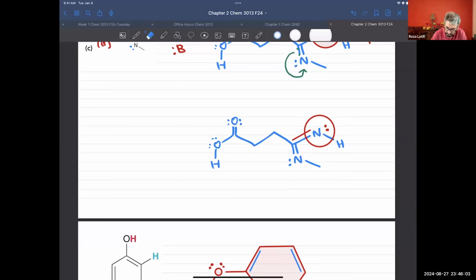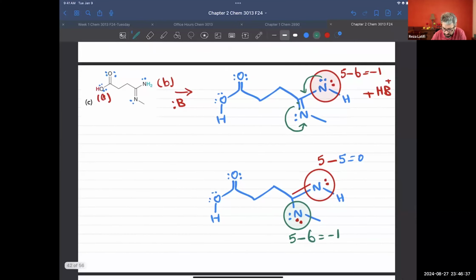Now, what do I need to do? This double bond will be gone, and I'm going to get a new lone pair on nitrogen. The top nitrogen is group 5, and I see 5 electrons around it, so it will be 0. How about the bottom one? Nitrogen is group 5, but I see 6 electrons around it. It will be -1. Check this: the top one used to be -1, now we switch their positions. The top is 0 and the bottom one is -1.